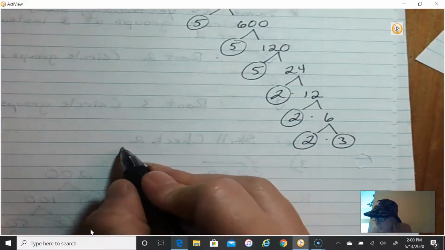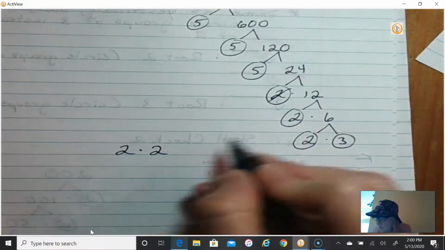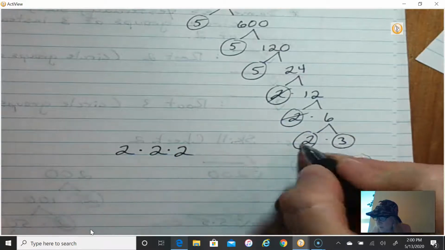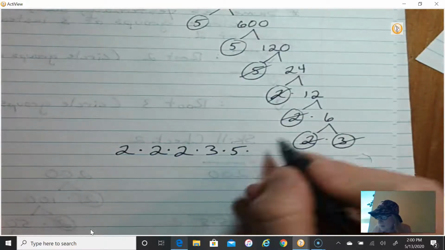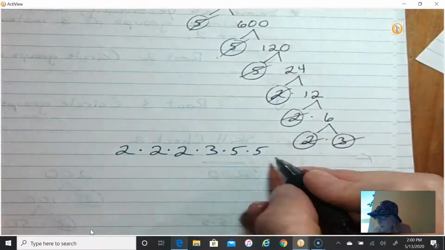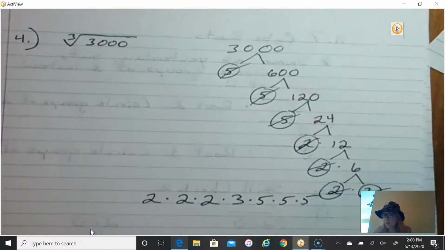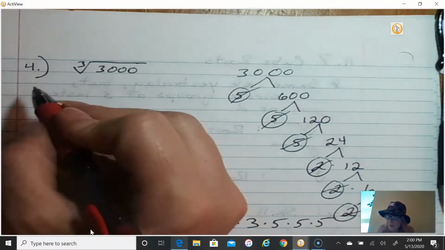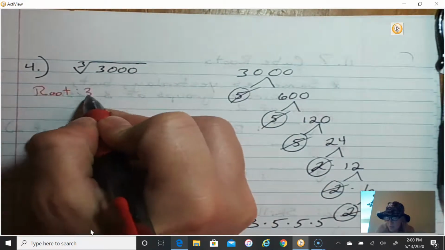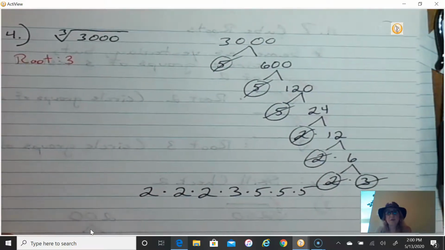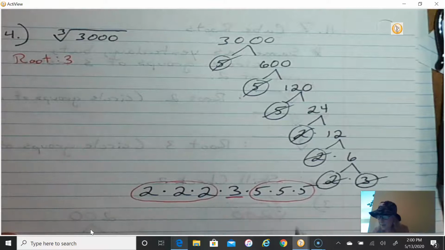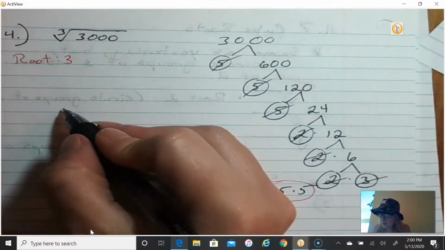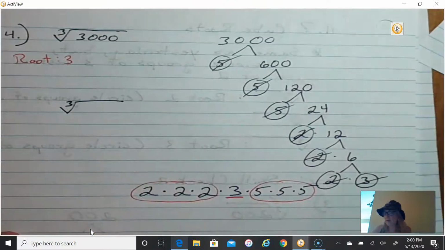Okay, I'm going to write out my numbers. 2 times 2, remember to cross them out so that you don't leave one out, times 3, least to greatest, times 5, times 5, times 5. Okay, now what is our root? Root is 3. Okay, so that means we're going to circle groups of 3. Here's a group, and here's a group of 3. Here is my leftover. So make sure you put that 3 in there, that little cube.